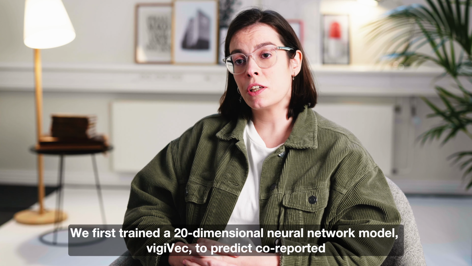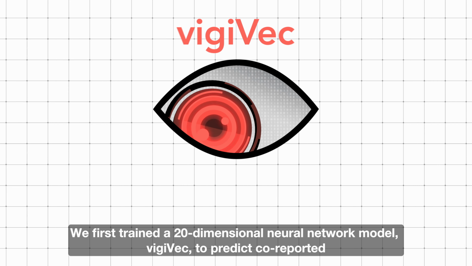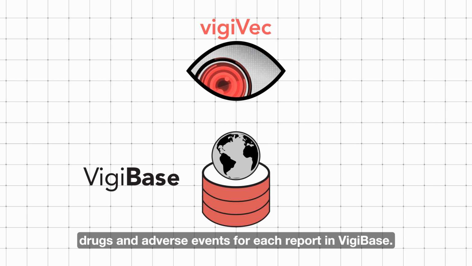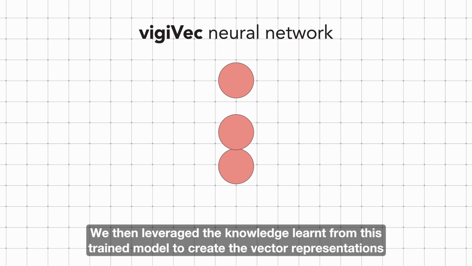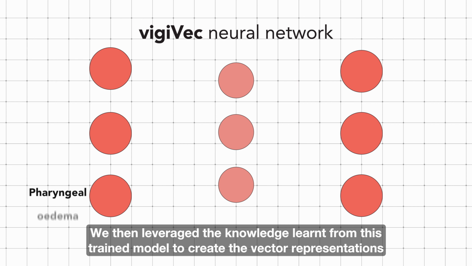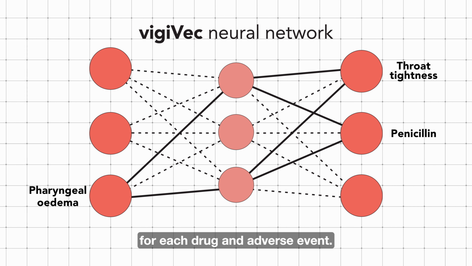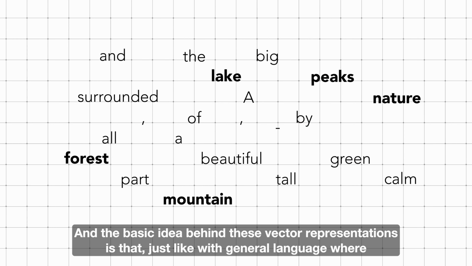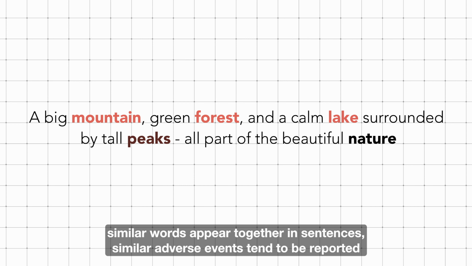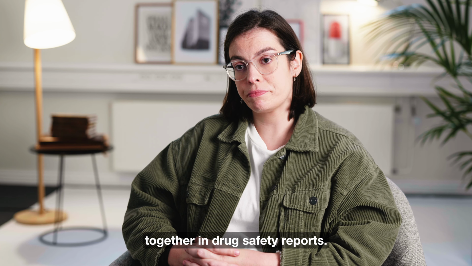So we first trained a 20-dimensional neural network model, vigiVec, to predict co-reported drugs and adverse events for each report in VigiBase. We then leveraged the knowledge learned from this trained model to create the vector representations for each drug and adverse event. And the basic idea behind these vector representations is that, just like with general language, where similar words appear together in sentences, similar adverse events tend to be reported together in drug safety reports.